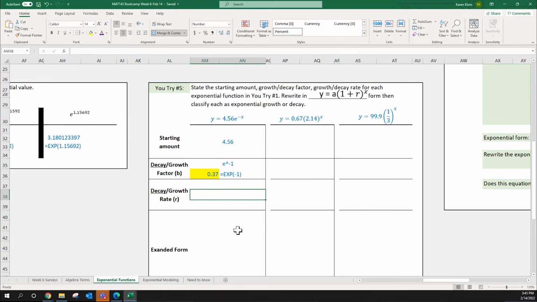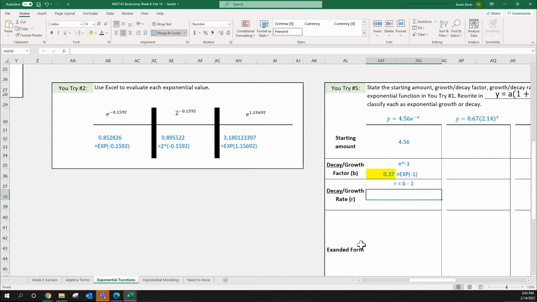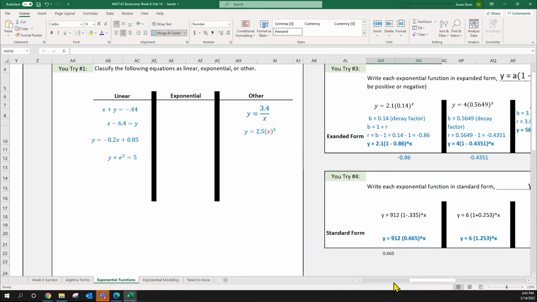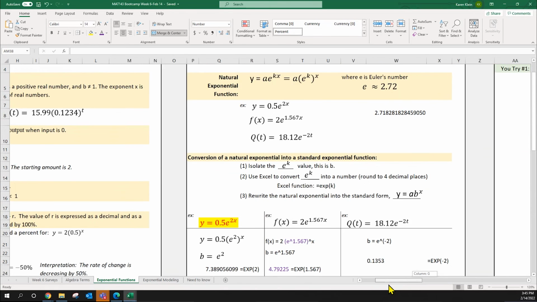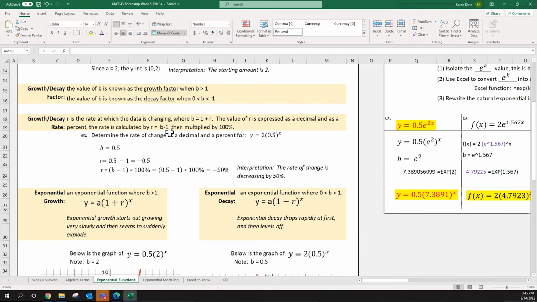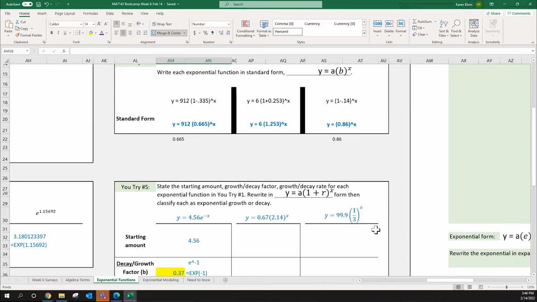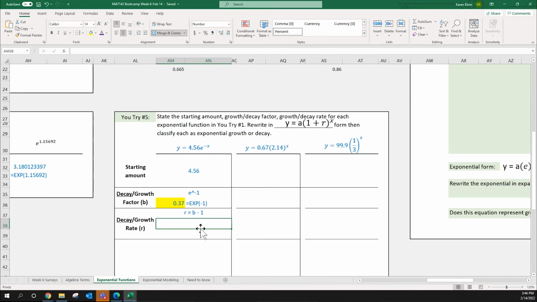So how did we define R earlier? We said R was equal to B minus 1. And that's what we did a few minutes ago. We were over here looking at that. So B was equal to 1 plus R, so R is equal to B minus 1. So that means we have R is equal to 0.